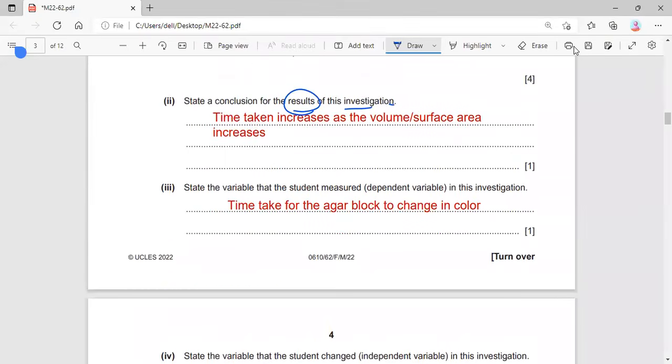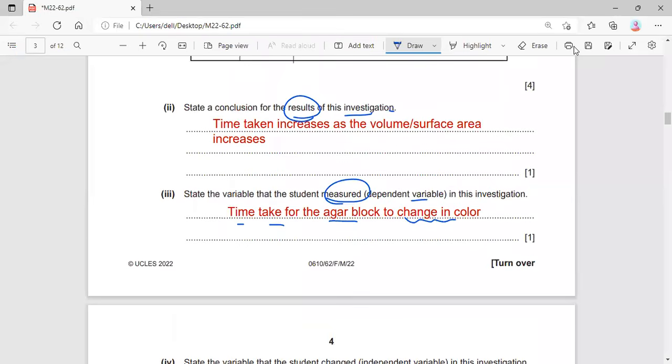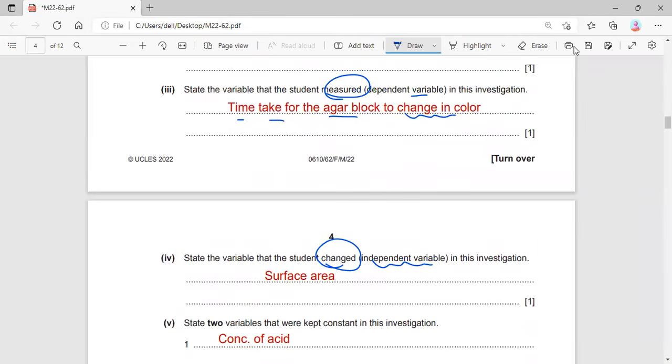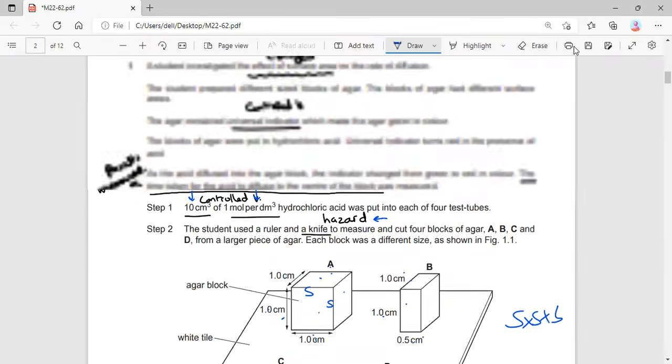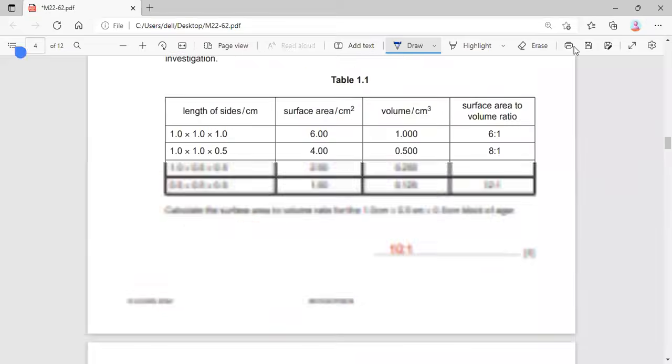State the variable that was measured. What is the results you measured? Easy question. The time taken for the agar block to change in color. This is the results you measured, which is the dependent variable. But what is the variable changed? What did you change in this experiment? We changed the surface area. We decided this, or we underlined this from the beginning here. We changed the surface area.